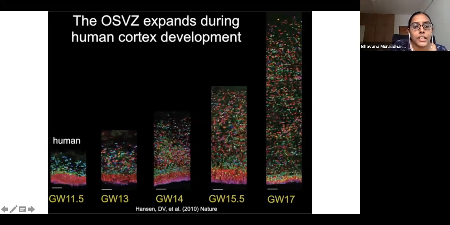So this is again showing the same thing, how at embryonic 14 this is the OSVZ, but just look at the kind of expansion which is seen by gestational week 17. So as I said, 10 years back, Arnold Kriegstein's lab started looking at this from human fetal tissue, and show you one key difference between the apical radial glia and the ORG, and that's again to do with the division. So I'm just going to show you that slide, the video here.